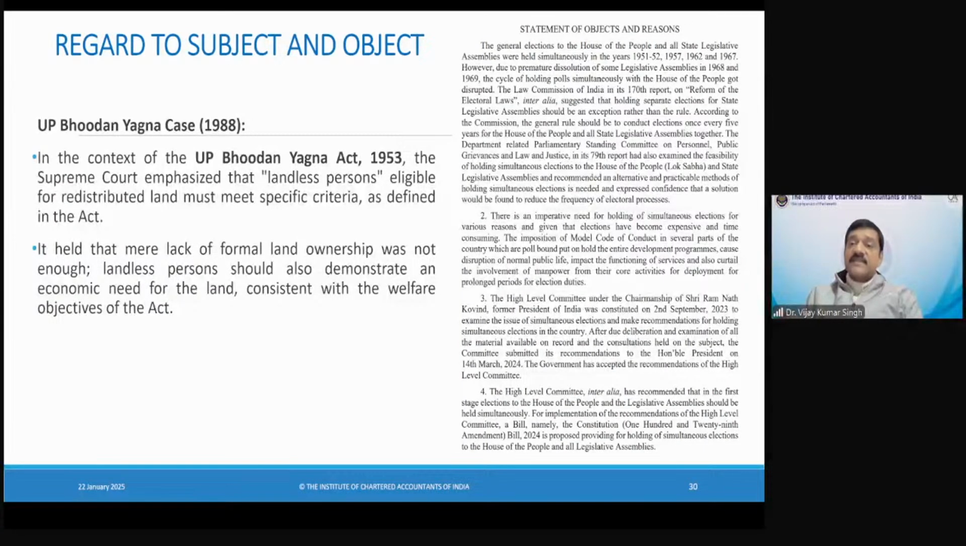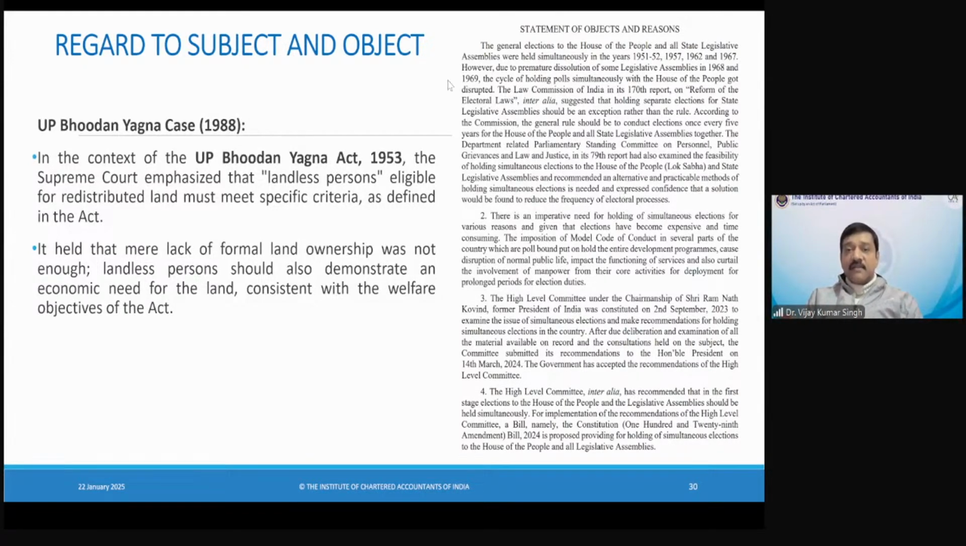Similarly, you will see this statement of objects and reasons of One Nation, One Election. When you read this statement of objects and reasons, you get the idea of what the intention of the legislature is. Right now, this law is yet to be passed. It is under the Joint Parliamentary Committee. The 129th Constitutional Amendment was brought in Lok Sabha, and it has now been sent to the JPC for further examination. But you see the objectives; they have given the objectives here, why they want One Nation, One Election.